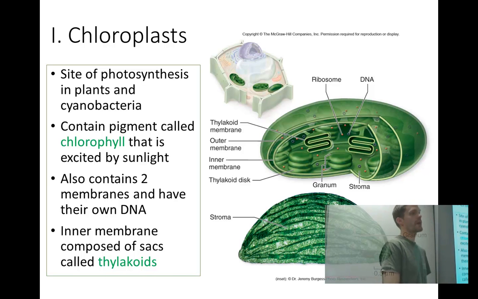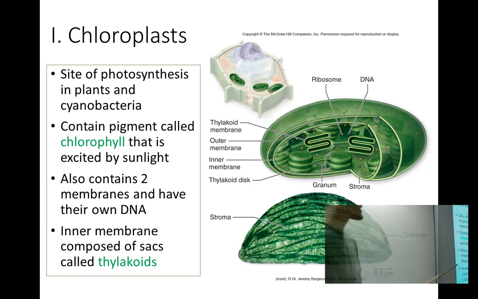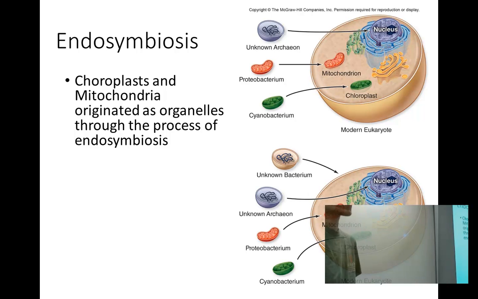What was the inner membrane of mitochondria called? Yeah, cristae, or crista. So this is a homologous structure. It's the same thing. A thylakoid is a crista. Different function, but the same thing structurally.